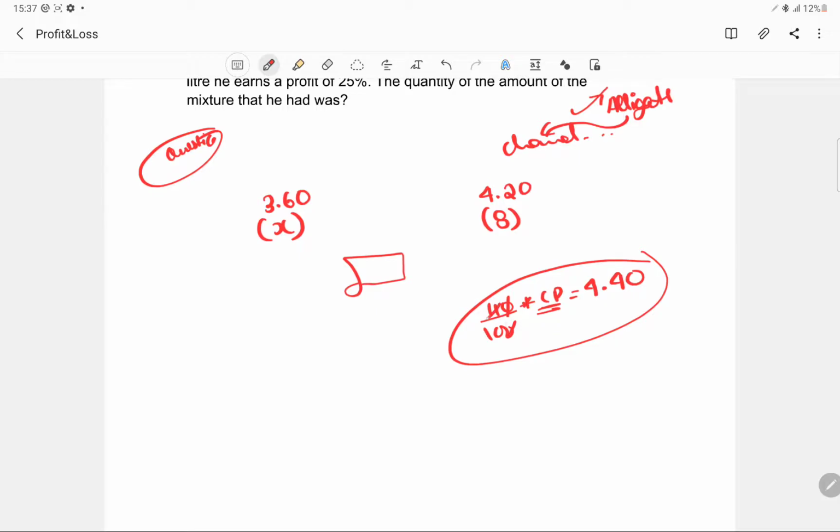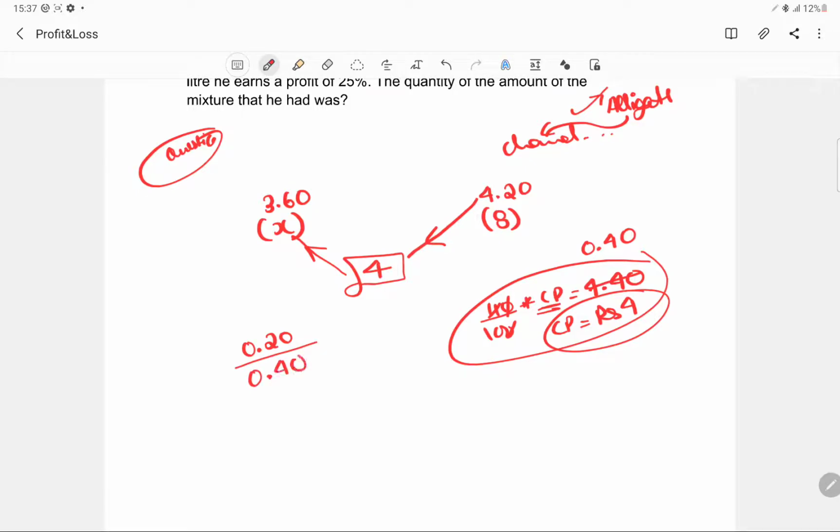Okay, let's try and see this. So this is like 0.40, and the cost price is nothing but rupees 4. Okay, so the cost price will be 4. Now what you will do, very simple, 0.20: from this subtract this, from this subtract this, so this will be 0.40. This quantity is x and this quantity is 8, and this is like 1, this is like 2, and x is equal to 4.